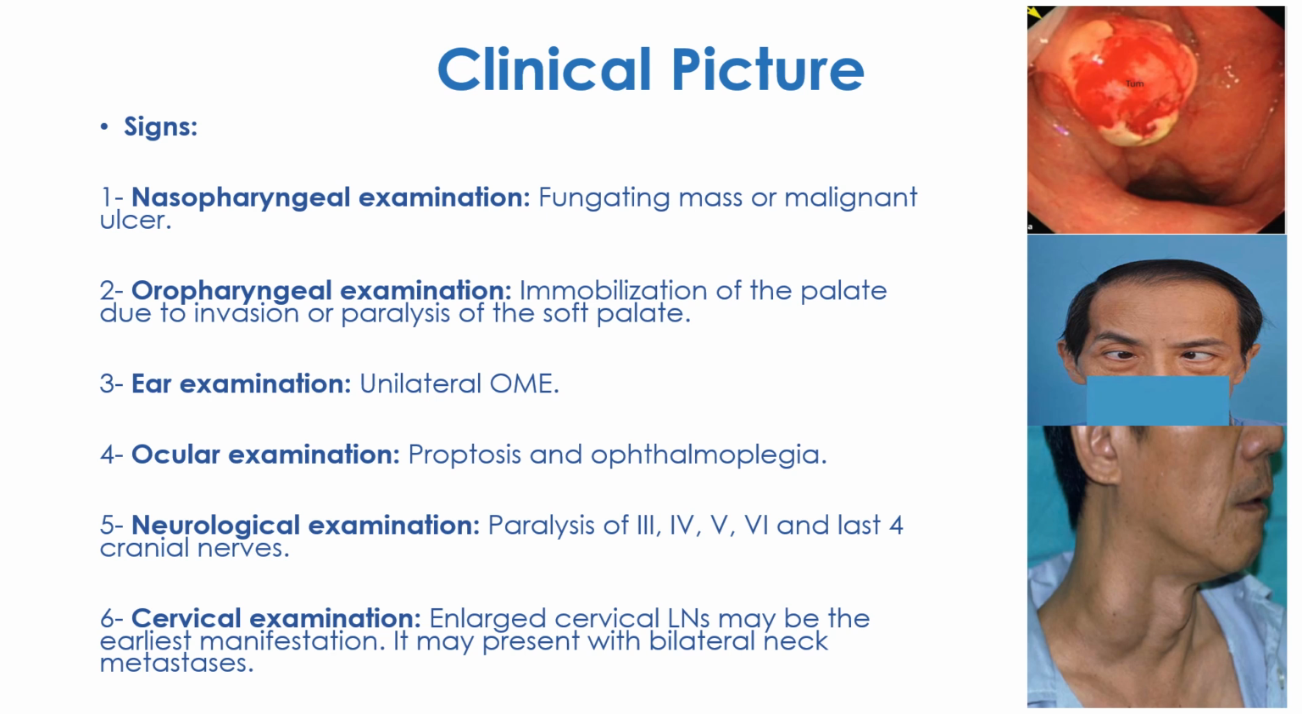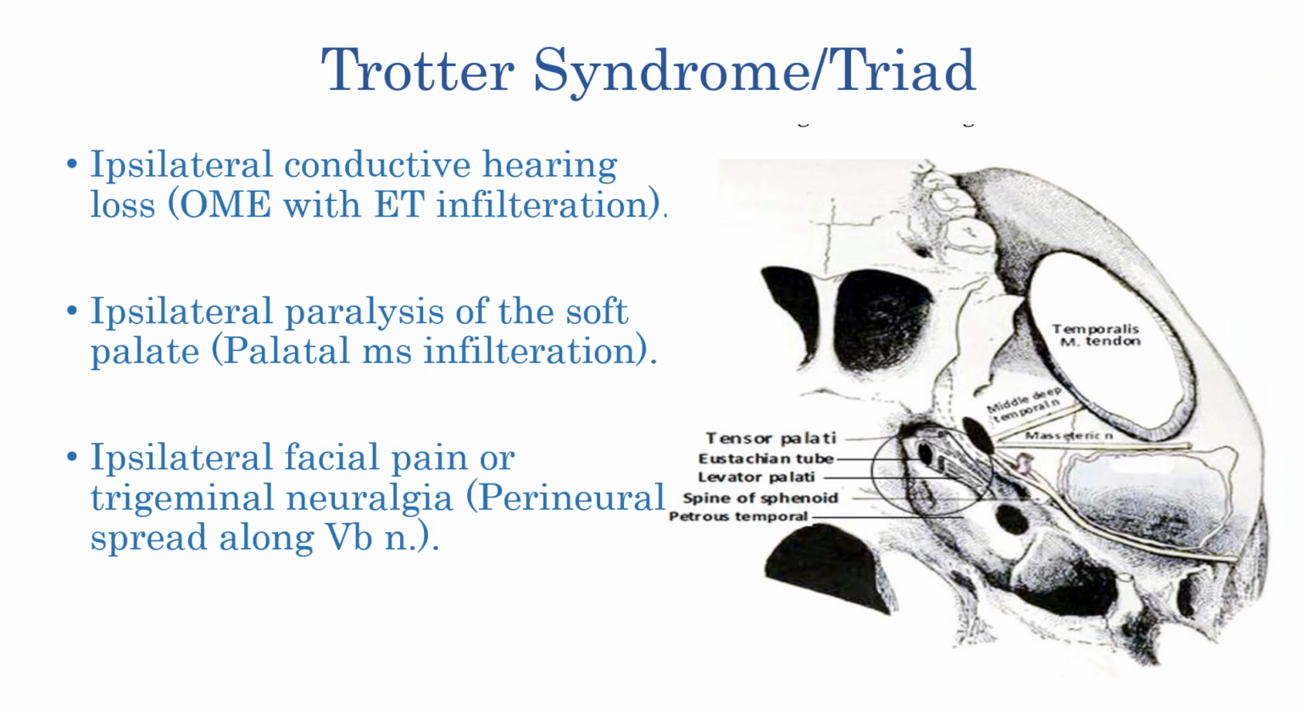Ocular examination might reveal proptosis and ophthalmoplegia due to cranial nerve affection. Neurological examination might reveal paralysis of the third, fourth, fifth, sixth, and the last four cranial nerves. On cervical examination, enlarged cervical lymph nodes might be the earliest presentation in those patients, and some of them might present with bilateral neck metastases.